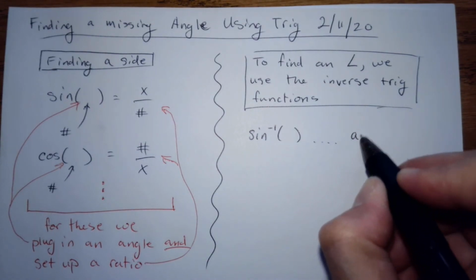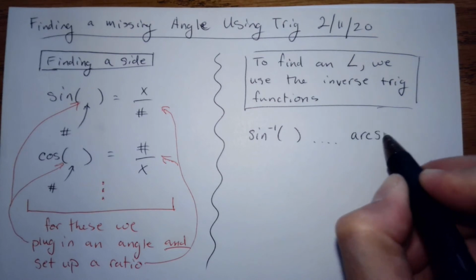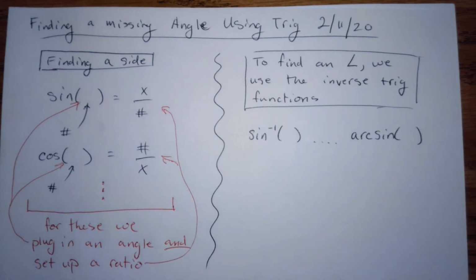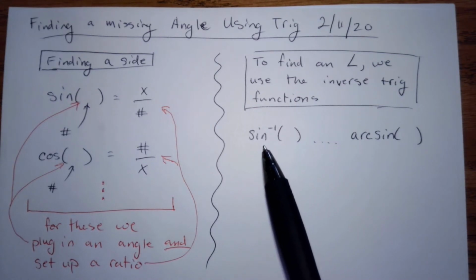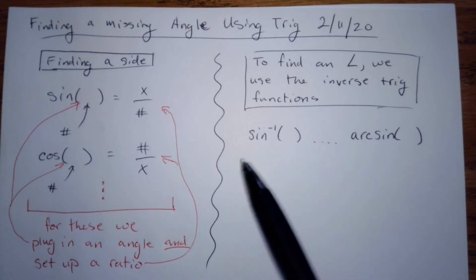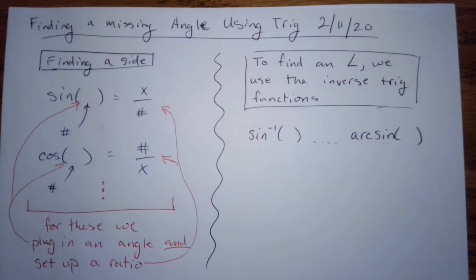Or maybe arc sine. These are exactly the same thing. They mean exactly the same thing. Sine inverse or arc sine. You could call this arc sine. You could call this sine inverse. They're both the same thing, but that's how you would say it.